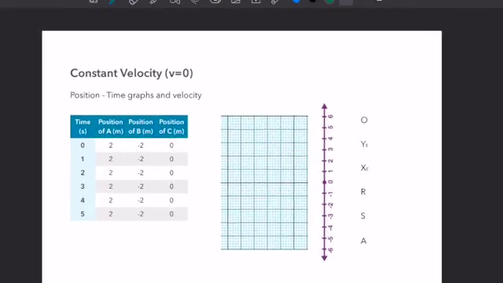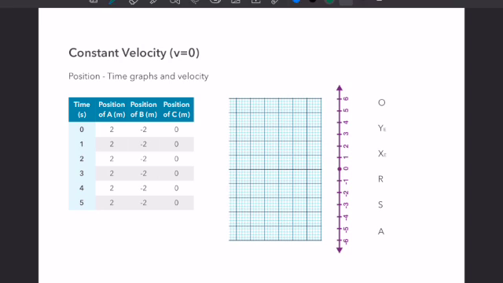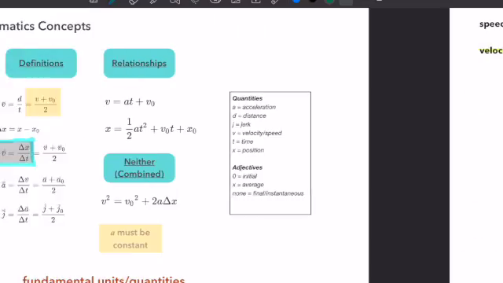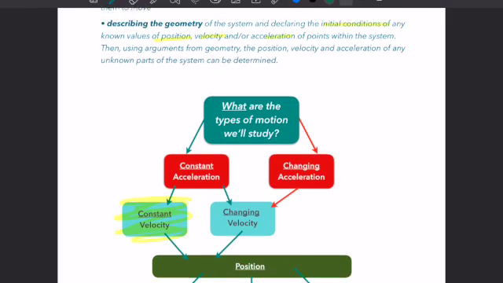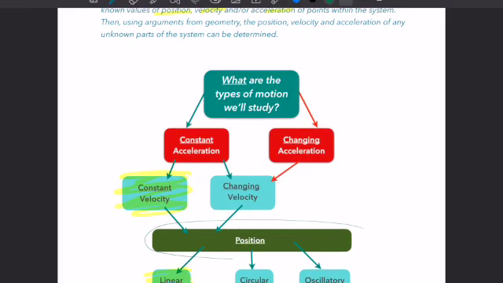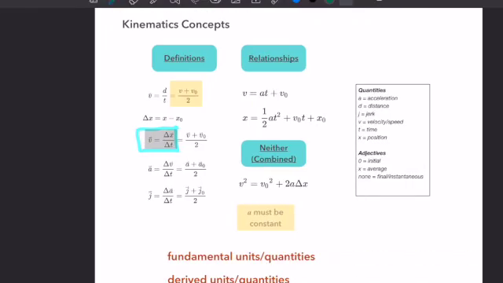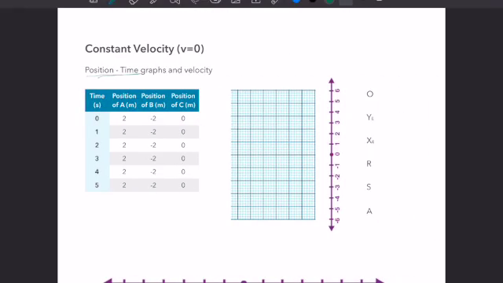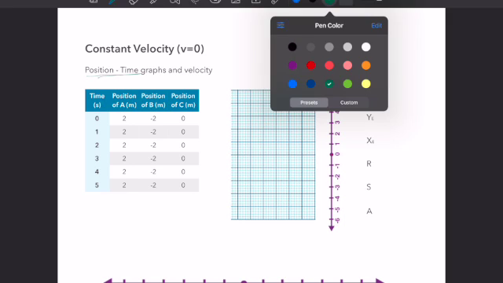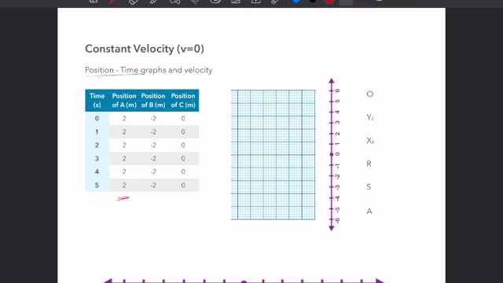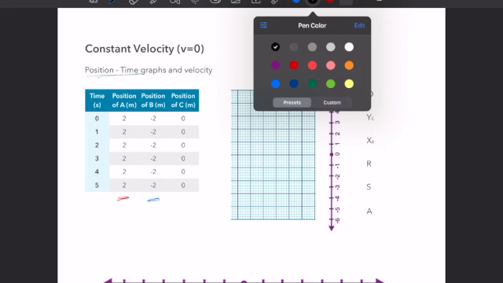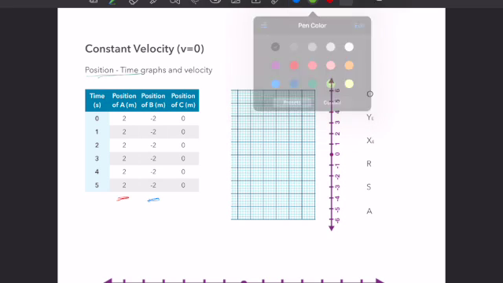Now let's look at constant velocity from the perspective of graphs. Position time graphs. If you recall, in the beginning we said we can measure position, so we will look at position time graphs. So let's have 3 curves here. We'll make this one red, we'll make this one blue, and we'll make this one light green.